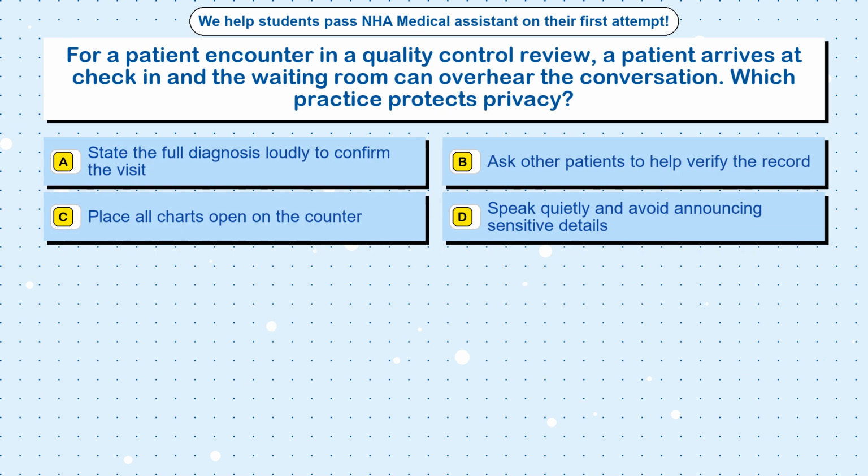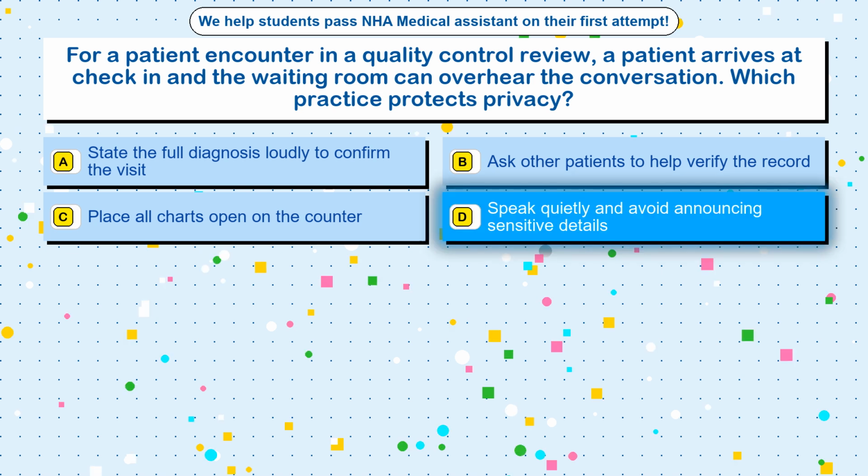Question 63. For a patient encounter in a quality control review, a patient arrives at check-in and the waiting room can overhear the conversation. Which practice protects privacy? Option A, state the full diagnosis loudly to confirm the visit. Option B, ask other patients to help verify the record. Option C, place all charts open on the counter. Option D, speak quietly and avoid announcing sensitive details.